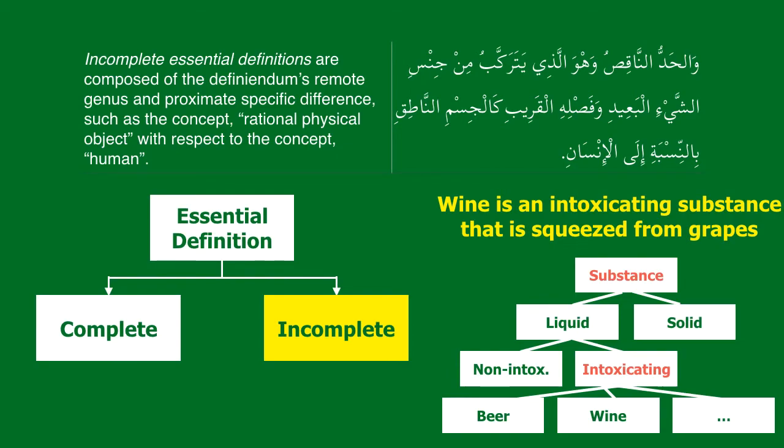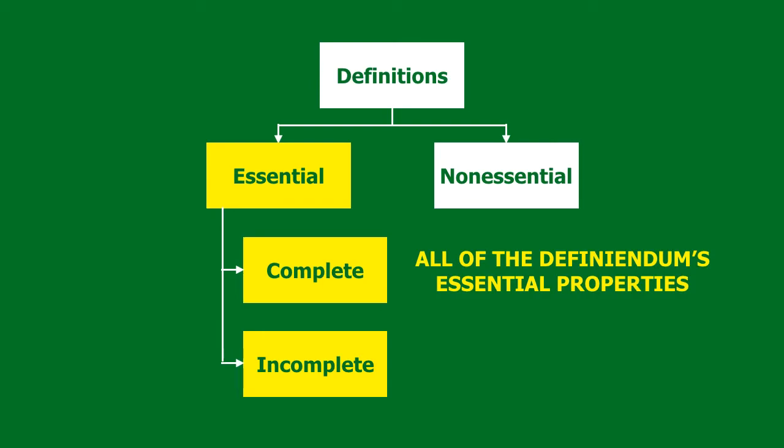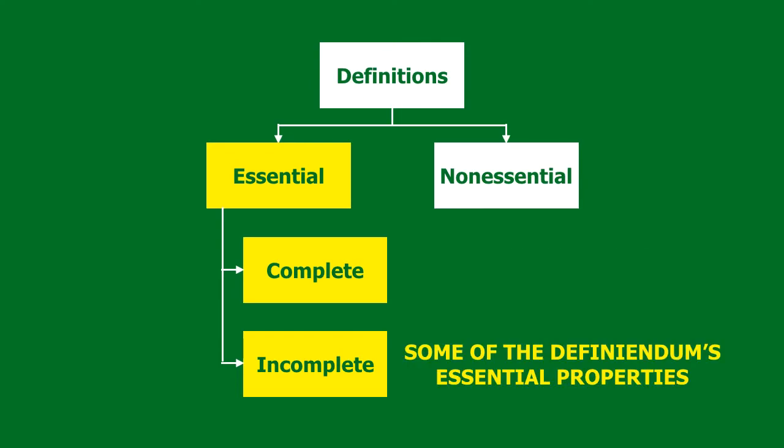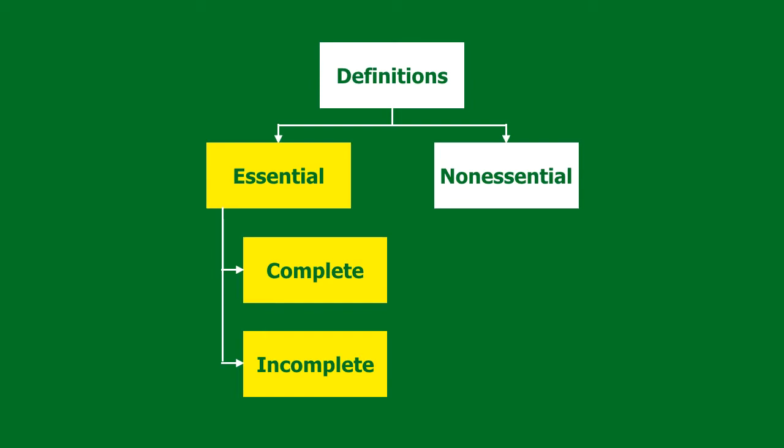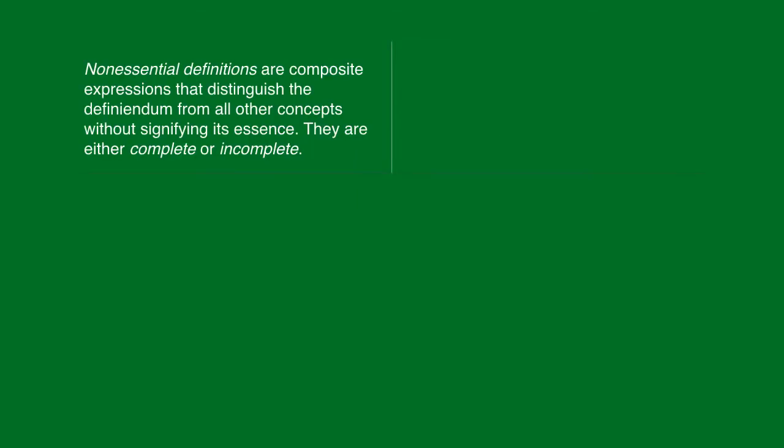So to summarize, there are two kinds of essential definition: a complete essential definition that mentions all of the definiendum's essential properties, and an incomplete definition that mentions some of the definiendum's essential properties. Let's go on to learn about non-essential definitions. Non-essential definitions, like essential definitions, are also either complete or incomplete.